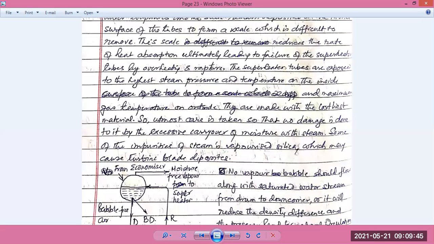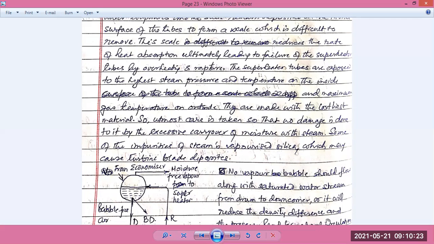So what is the problem with the drum itself? The drum is the supplier of steam to the superheater, and it is also the supplier of saturated water to the downcomer, and from the downcomer to the riser. The riser is placed inside the furnace itself, and the furnace heats this saturated water coming inside the riser, and it is converted into steam and sent to the steam drum, the boiler drum again. The boiler drum then supplies this steam to the superheater itself.